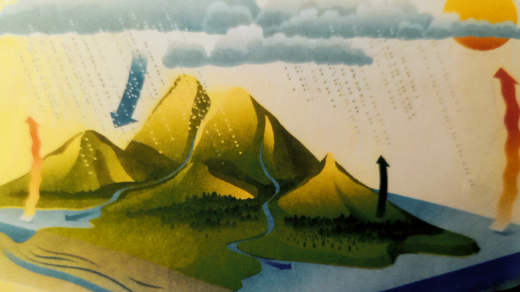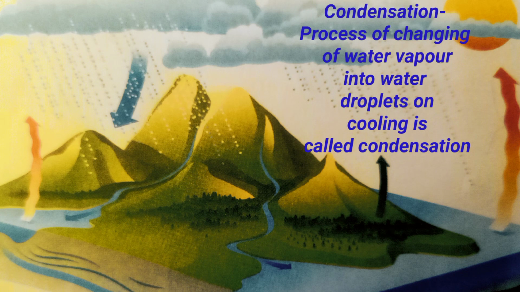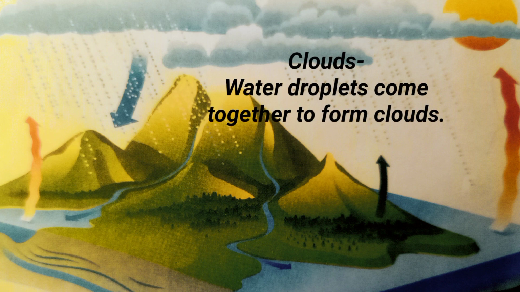Water vapor cools down to form small water droplets. The process of changing of water vapor into water droplets on cooling is called condensation. Many water droplets come together to form clouds. When clouds become full, the water droplets fall down as rain. At very cold places, water droplets fall down as snow.